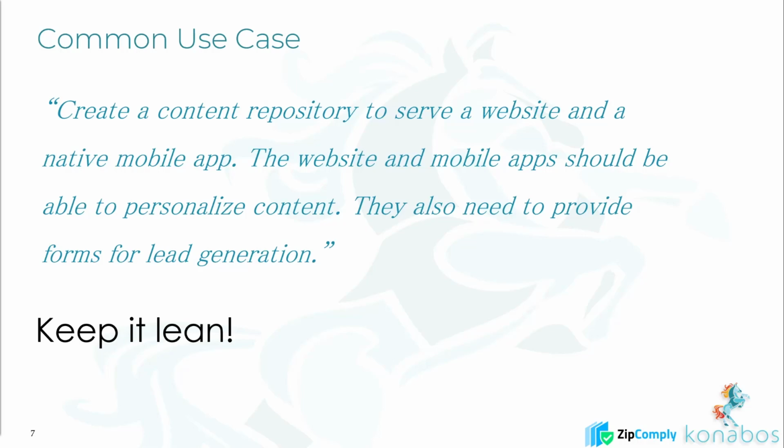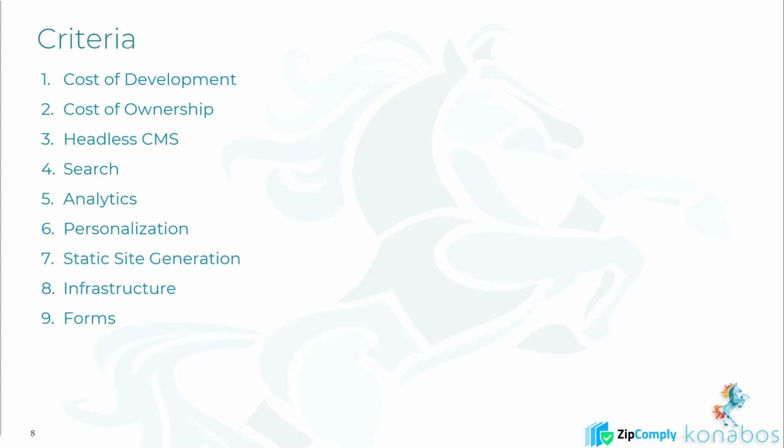Now, when you look at something like that, again, we go into similar things. So we look at cost of development, cost of ownership, which headless CMS are we going to pick? What's going to be the search? How are you going to have analytics on this site? What are you going to use for personalization? And then, what are you going to use for static site generation and why? What's going to be your infrastructure? And last of all, how are you going to implement forms? So what we will do is go through each of these one by one and figure out what the stack is going to be. So let's pick the next one.